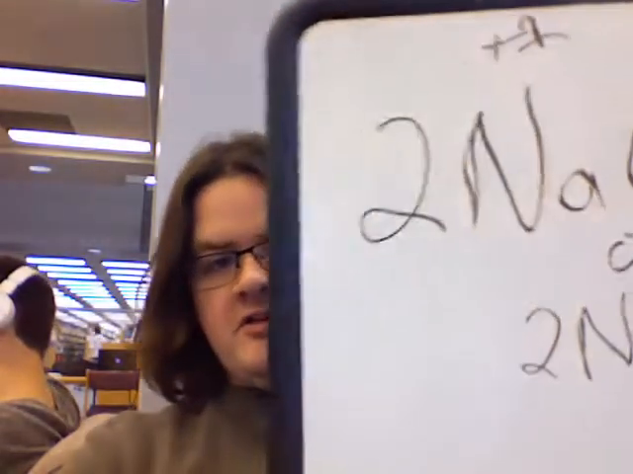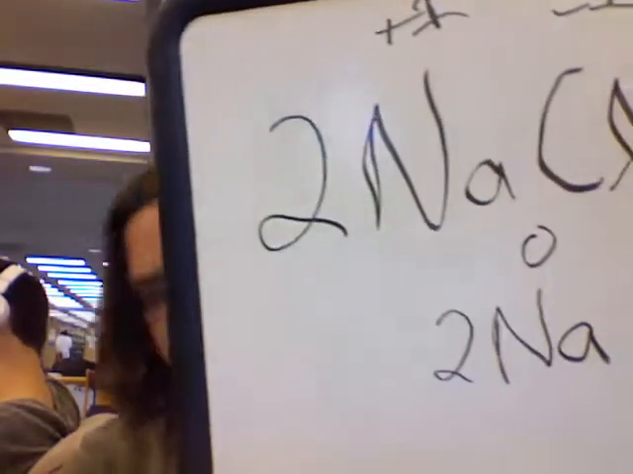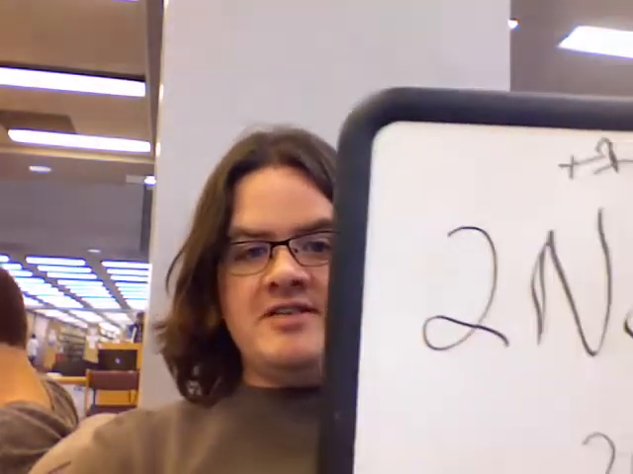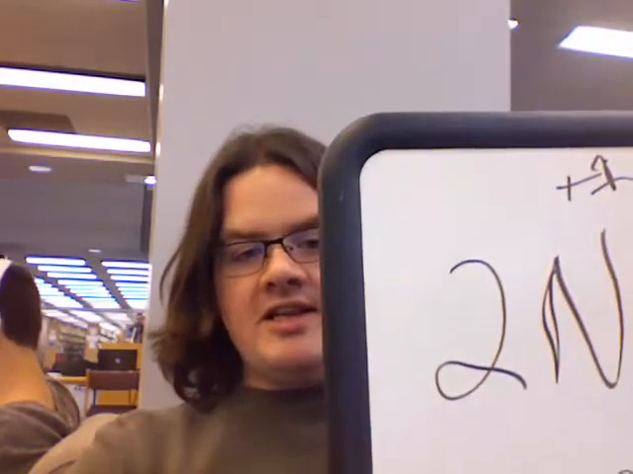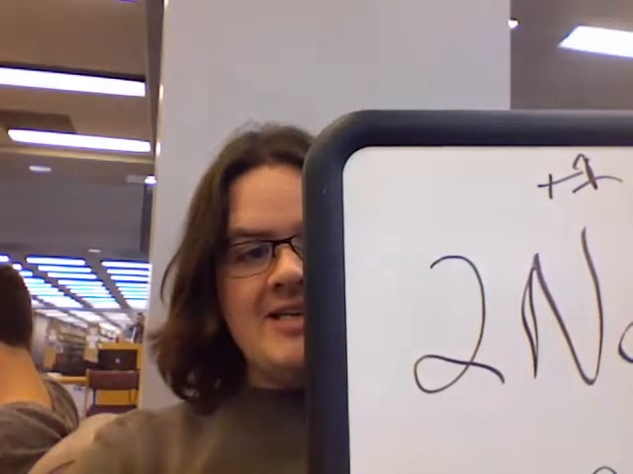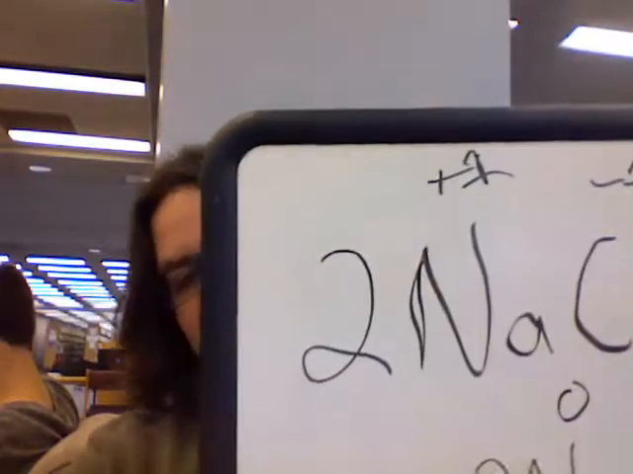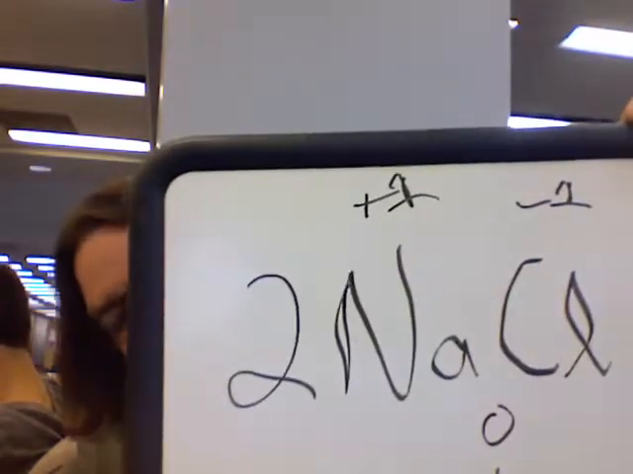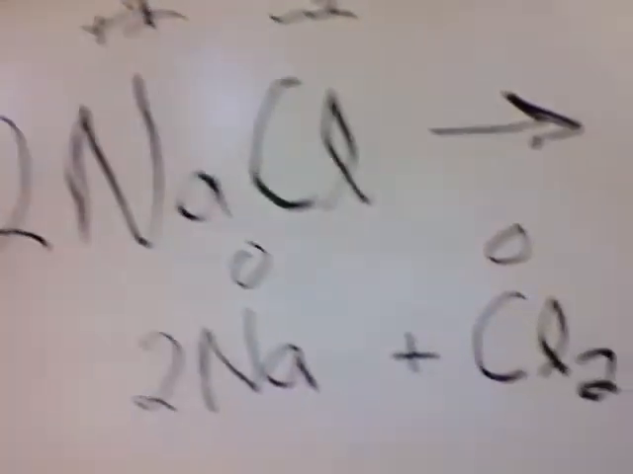So what's important to be remembered in this equation is that sodium is the element being reduced. It's going from positive 1 to 0 in terms of its electrical charge. And chlorine is being oxidized. It is losing an electron. Sodium's gaining an electron, and chlorine is losing one, going from minus 1 to 0.